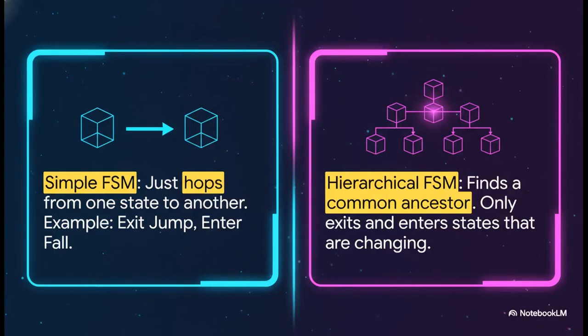In an old, simple FSM, you just jump from one state bubble to the next. But in a hierarchical FSM, the machine is actually intelligent. It looks for the closest shared relative between where you are and where you're going. It only exits the states it absolutely has to and only enters the new ones. It doesn't have to rebuild the whole chain every single time, which is not just cleaner, it's way, way faster.